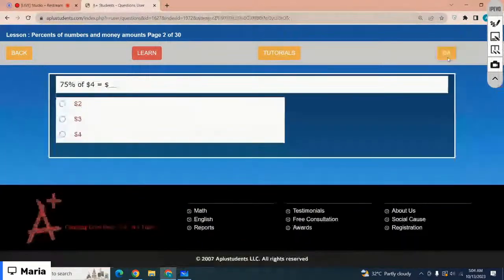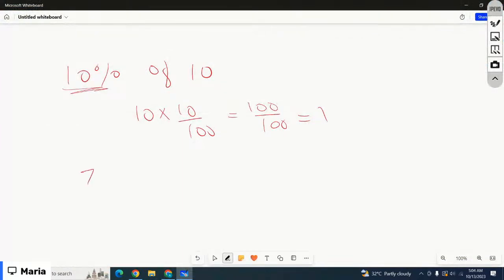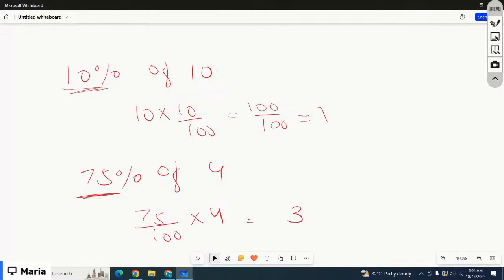What does 75% of $4 equal? You need to calculate 75% of 4. So 75 over 100 times 4 equals 3. 75% of 4 is 3.